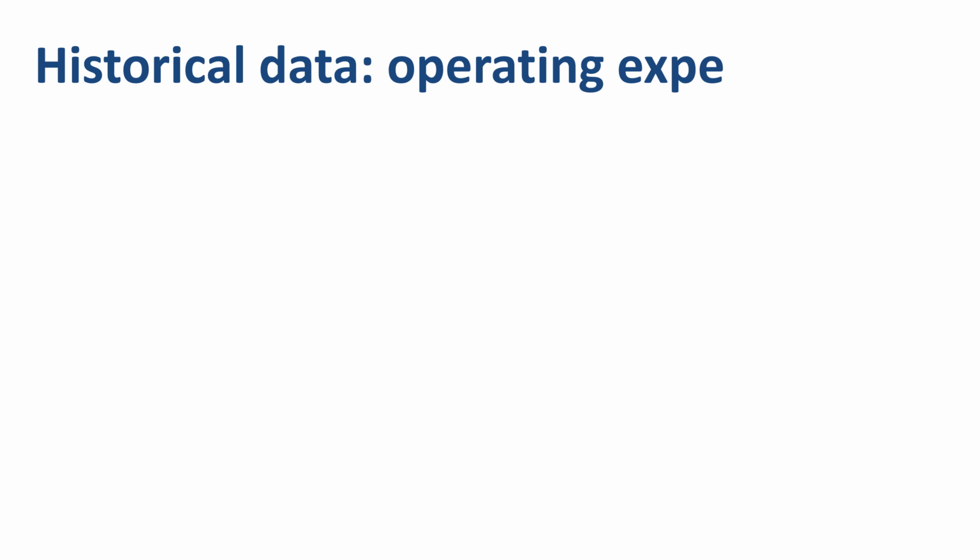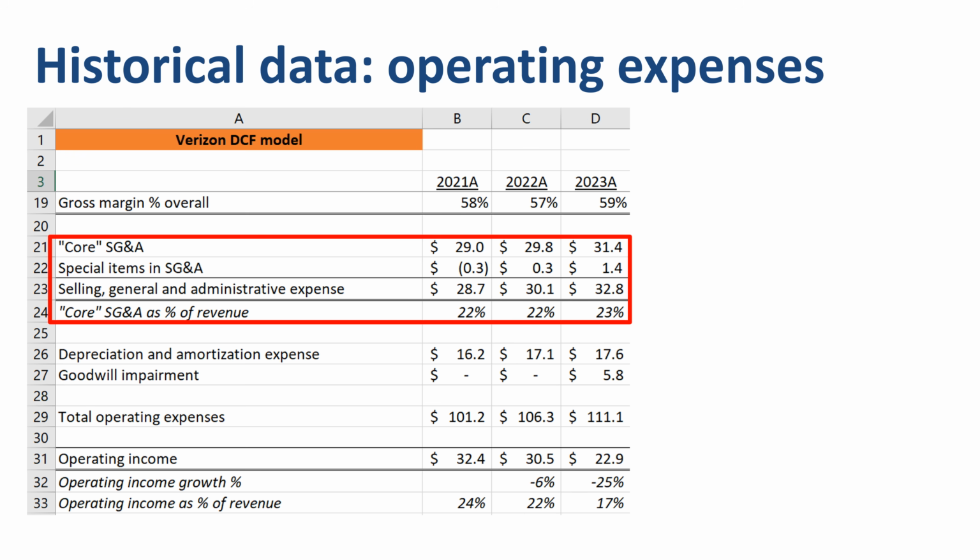On to selling, general and administrative expenses, in short SG&A, another major cost line in Verizon's P&L. This is a tricky one, as there are parts of SG&A that are recurring and can be used for a trend analysis, and other parts that are supposed to be non-recurring special items.